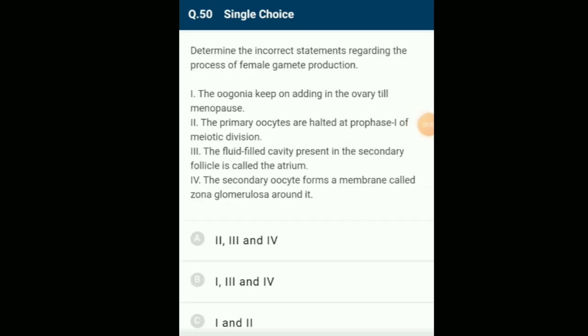Question number 50. Determine the incorrect statements regarding the process of female gamete production. Here 4 statements are given. First one, no more oogonia are added to the ovary after birth. Third point, the fluid filled cavity present in the tertiary follicle is called antrum. Fourth one, the secondary oocyte forms a membrane called zona pellucida around it. So the answer for this question is option B. From the given 4 statements, first, third and fourth are incorrect regarding female gamete production.